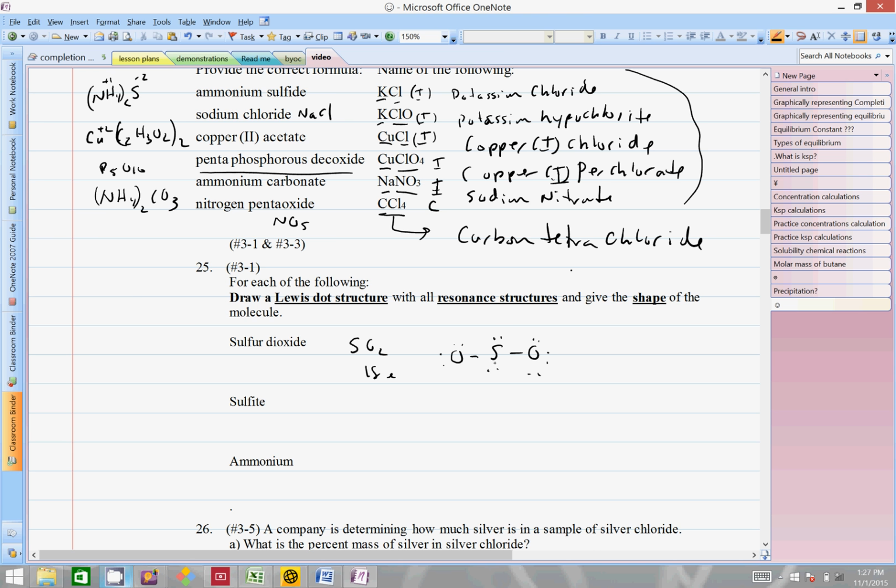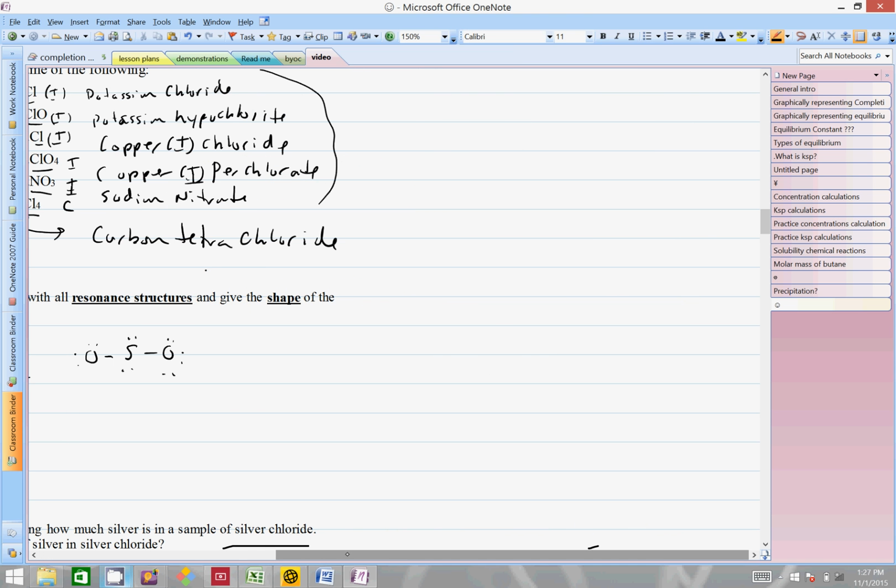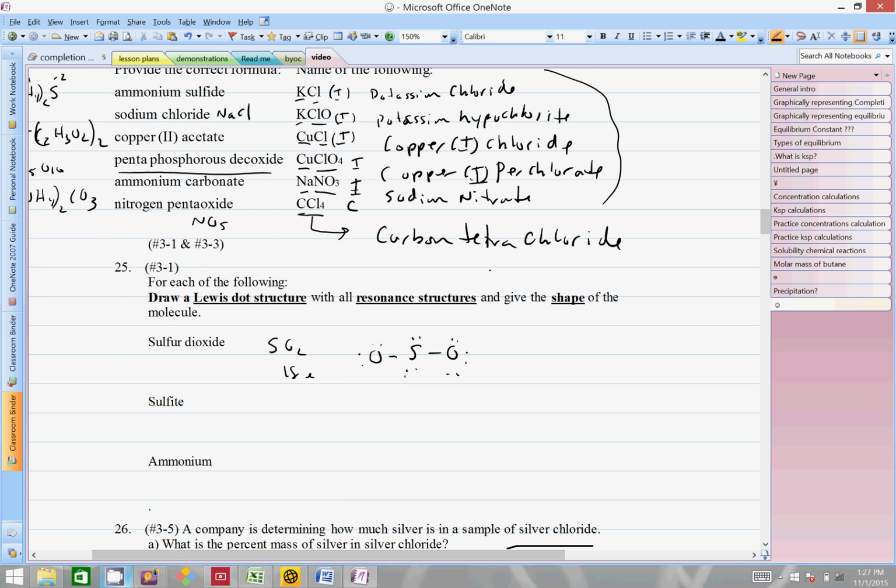Shorter pair. Can you get back here? Erase a pair and share between. And of course, we would need a resonance structure. 1, 2, 3, 4, 5, 6. 1, 2, 3, 4. Sulfite, SO3 minus 2.